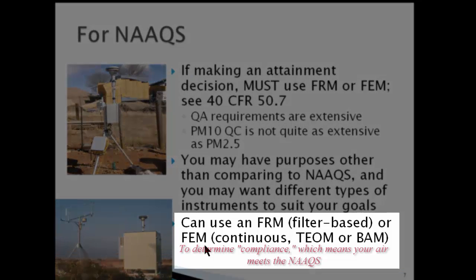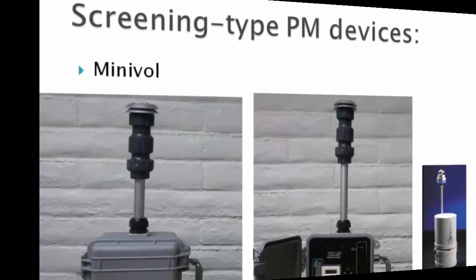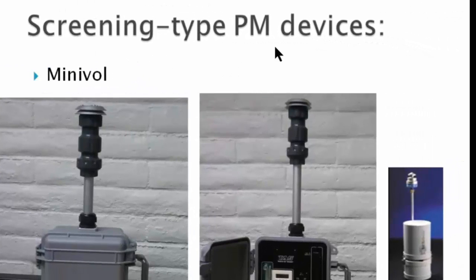But if you want to compare against the National Ambient Air Quality Standards in a legal way, then you can use either an FRM or an FEM. And the FRM methods are all filter-based, where you have to change a filter, and the FEM methods include continuous. So basically the two technologies are a TOM or a BAM, and these are two different types of continuous FEM monitors. But we're going to focus on screening type devices.